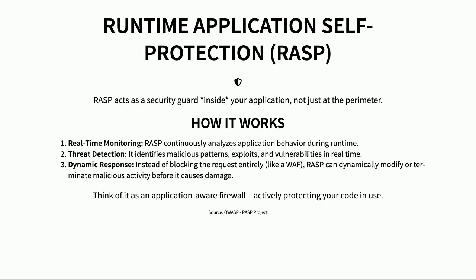Okay, let's talk about Rust runtime application self-protection. It's a really clever security technique that works inside your application, unlike traditional firewalls which sit at the edge. Basically, Rust constantly watches how your app is behaving and flags any suspicious activity, like potential attacks or vulnerabilities being exploited in real time. Instead of just stopping an attack, it can even dynamically change things like rewriting code or blocking a malicious request before serious damage happens. It's like having a security guard specifically looking out for threats within your application, making it significantly more resilient.